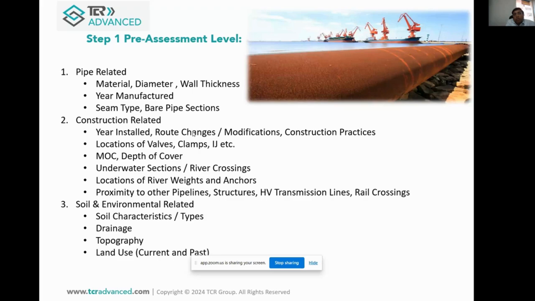There may be yellow soil, there may be black soil, so it has a different characteristic. Resistivity can change, so does the current or voltage gradient. So soil and environmental related data are very much important, even in terms of population and city growth. A rural pipeline can come into the urban section and somebody would encroach upon the right of way of your pipeline, and in case of failure it would be a catastrophe. So again, land use related data is pretty much important.